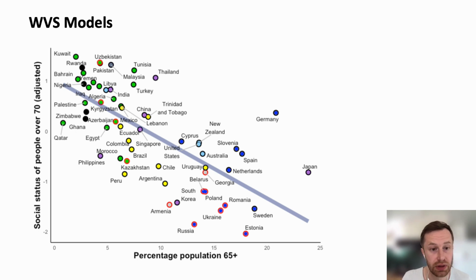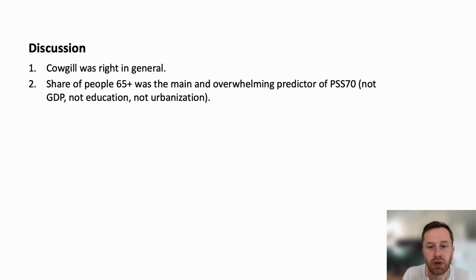And you can see that the association between these two variables is really strong. And there are two very simple conclusions. First of all, Cowgill was right in general. There is a negative association between modernization and the status of older people. Second, not any aspect of modernization matters. It's just the share of older people, share of people in the society. The more people, the lower is their status.